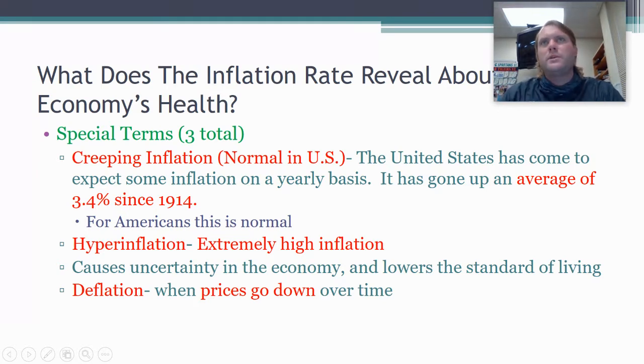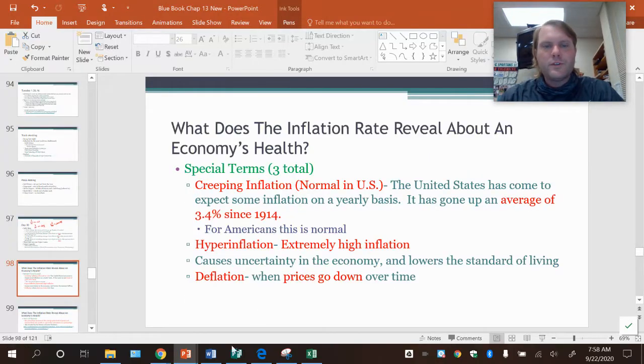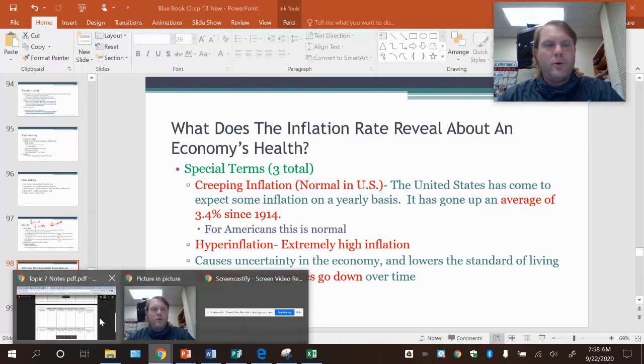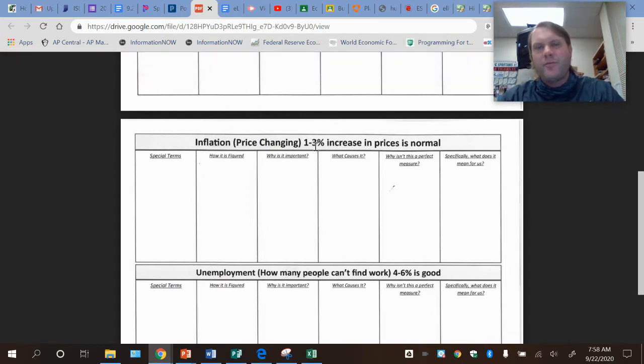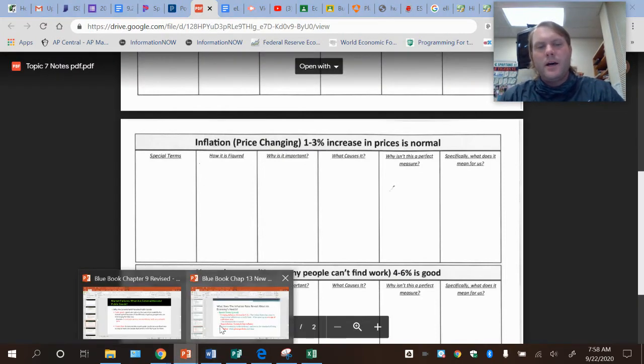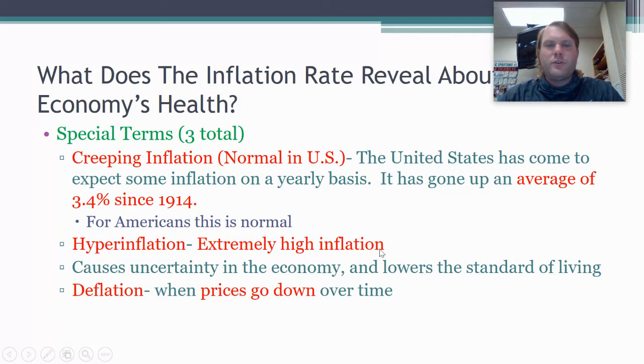Okay, we've had way more times of way higher inflation rather than way low inflation. And if you look at your notes, you'll see that I put like a normal inflation rate is 1 to 3%. Maybe 1 to 2.5% is a little more accurate. But again, you don't have to know those exact numbers. Okay. If we have extremely high inflation, some economies have experienced what was referred to as hyperinflation.